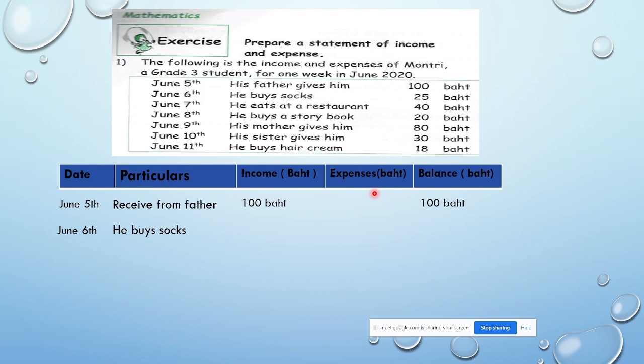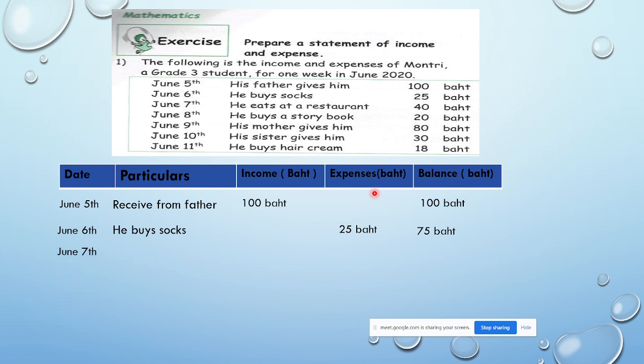25 baht, is that an income or expense? Expense. Yes. So if it's an expense, what do we do? Add or subtract from our balance? Subtract. So it will be 100 minus 25. Now he has 75 baht.